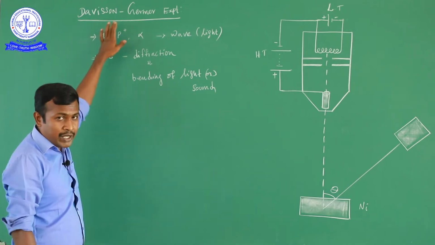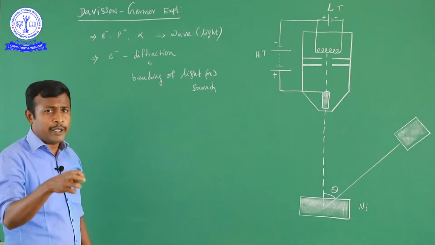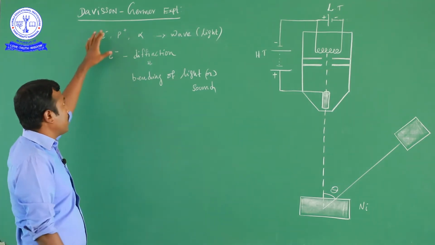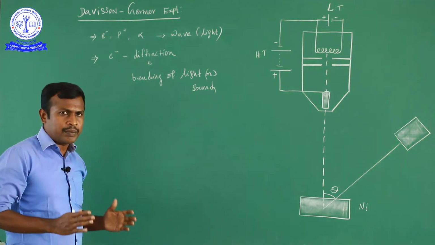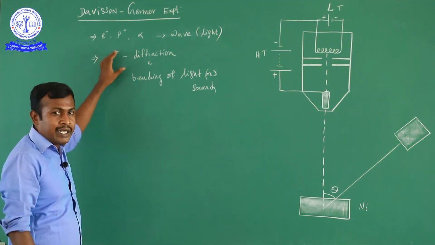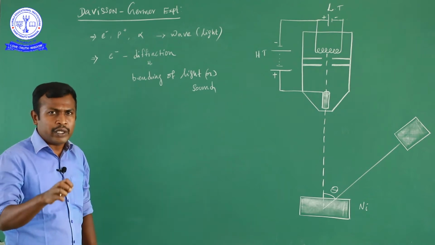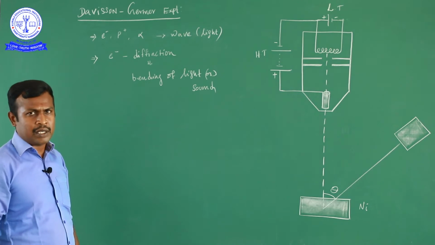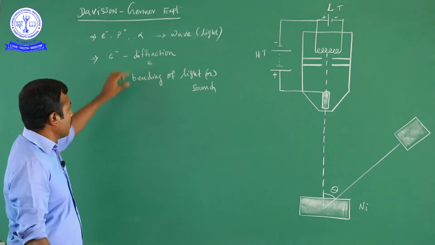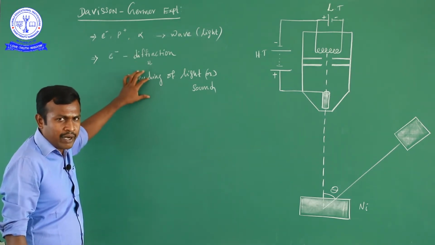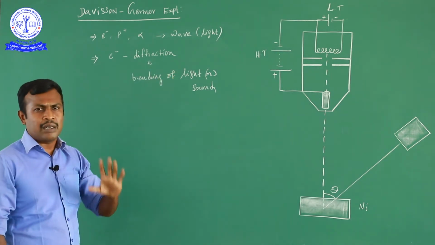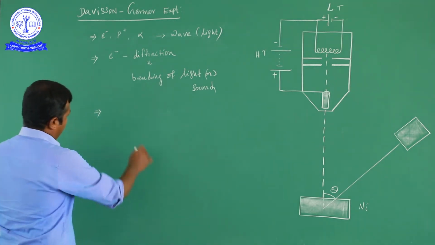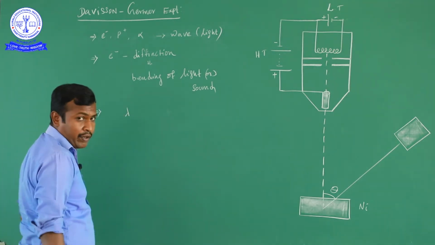So in the Davison-Germer experiment, which is used to prove the de Broglie concept, the dual nature of particles, the major concept is that when electrons hit a crystal, they undergo diffraction. Diffraction is the bending of light or sound when hitting on the edge of an obstacle.